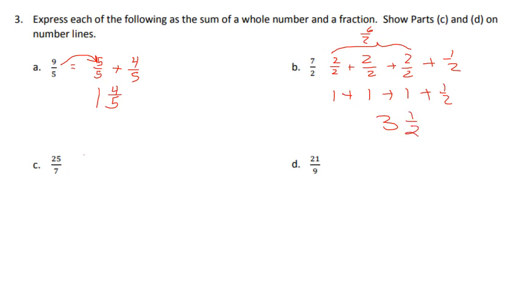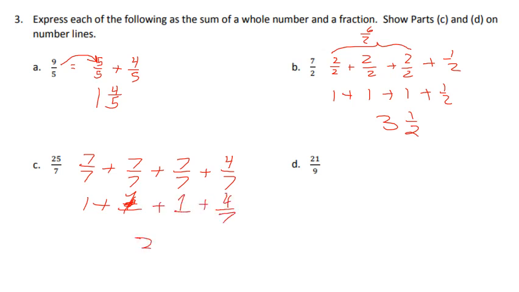On this one, I'm going to go 7 sevenths plus 7 sevenths plus 7 sevenths. And I know 3 times 7 is 21, so there's going to be 4 sevenths left over. And this is 1 whole plus 1 whole plus 1 whole plus 4 sevenths, so that equals 3 and 4 sevenths. Last one here, I go 9 ninths plus 9 ninths.